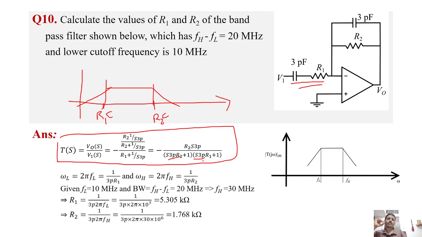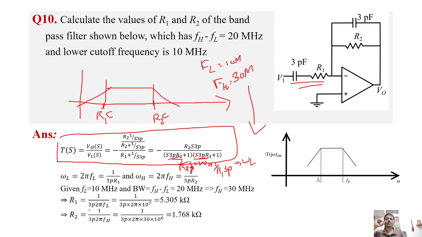R1 into the capacitor C, so 1 by R1 C, this will result in omega L, the lower cutoff frequency, and 1 by R2 C will be equal to omega H, the higher cutoff frequency. So we have already found what FL is. FL is given as 10 megahertz, and FH is given as 30 megahertz. We just need to substitute here.